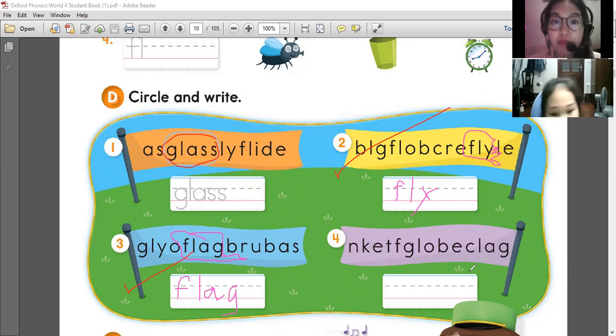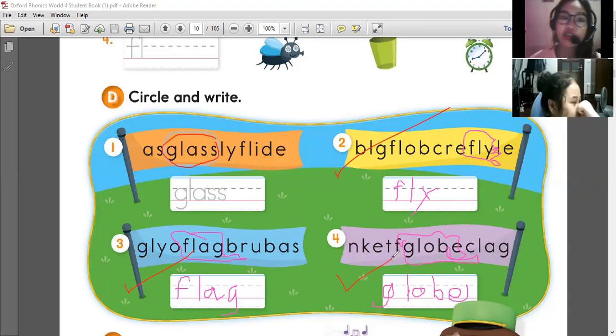Yes. Okay. Wow. Very good. Yes, it's, what's this word? Yes, okay. You're doing it right. Very good. Wow. So I can see that you can write the words and you already know what the words are. So please take note of it.